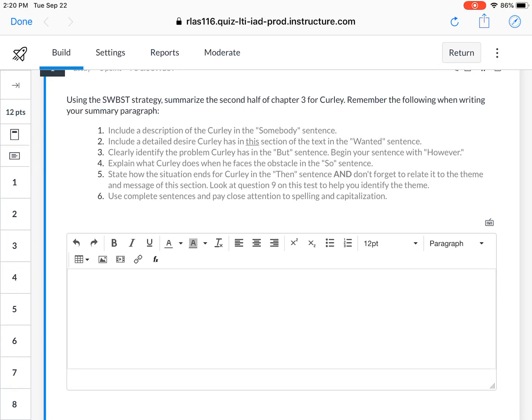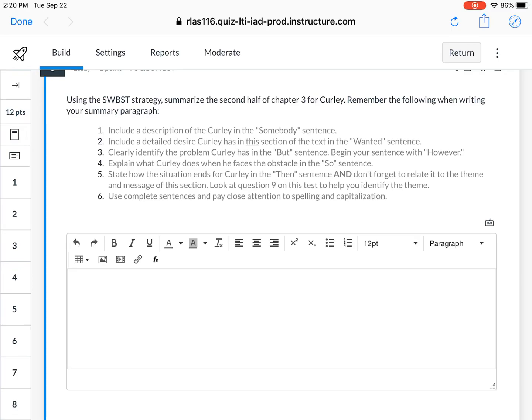You were supposed to write a somebody wanted but so then summary paragraph. We've practiced with this a couple times in the past. You wrote one with your teachers, with Mrs. Armeno and with me and Mrs. Tiemann, all together for Chapter 1. And then we also wrote one for Chapter 3 the week before, and you're supposed to have rewritten it last week, okay?